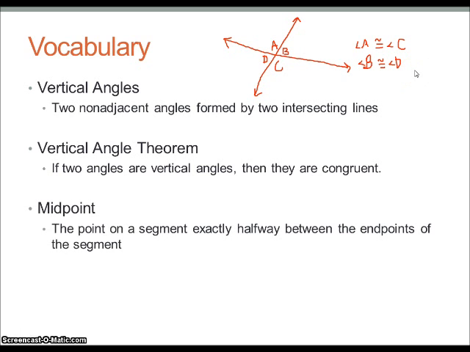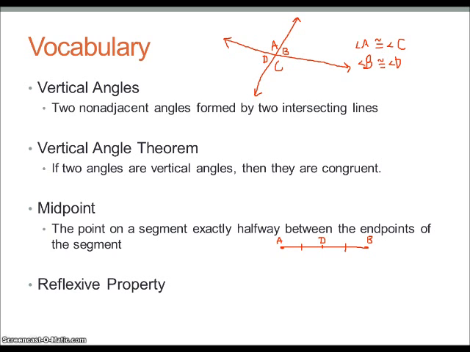Okay, let's talk about the midpoint. I know you guys kind of know what a midpoint is, so here's a definition. It's the point on a segment exactly halfway between the endpoints of the segment. So if we have segment AB, our midpoint, we'll call D, splits this in half. So we can put a dash there and a dash there because AD is congruent to DB.